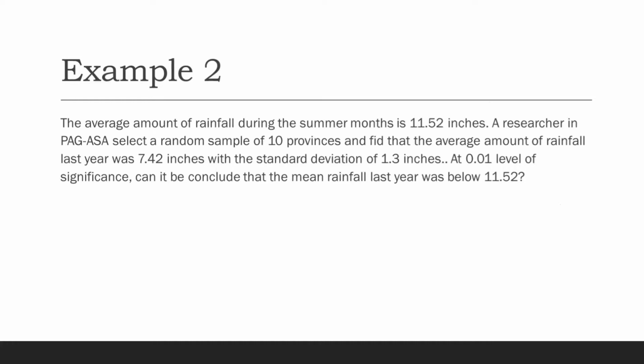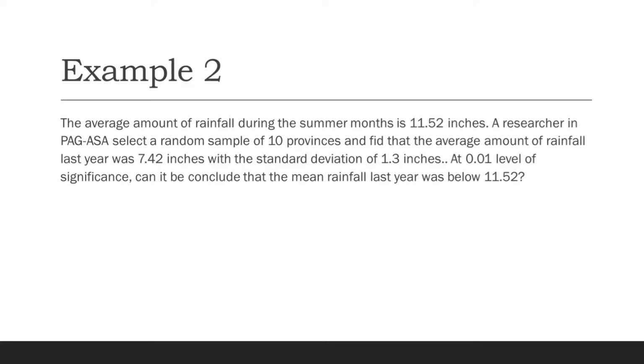The average amount of rainfall during the summer months is 11.52 inches. A researcher in Pag-asa select a random sample of 10 provinces and find the average amount of rainfall last year was 7.42 inches with a standard deviation of 1.3 inches. At 0.01 level of significance, can it be concluded that the mean rainfall last year was below 11.52 inches?